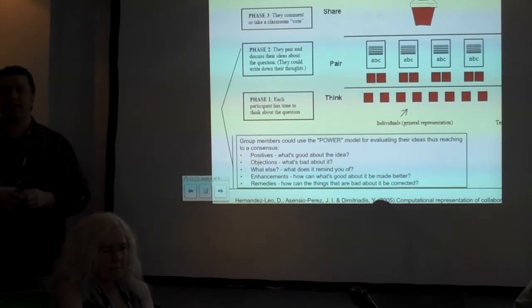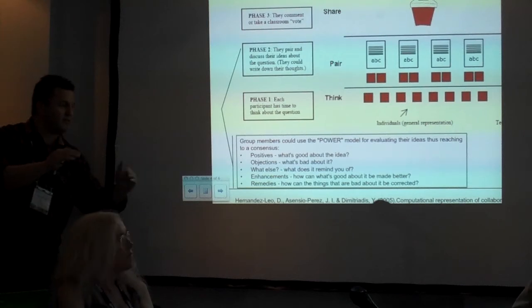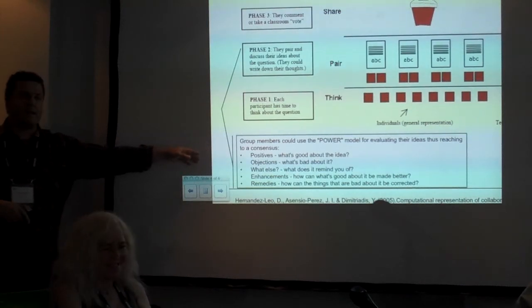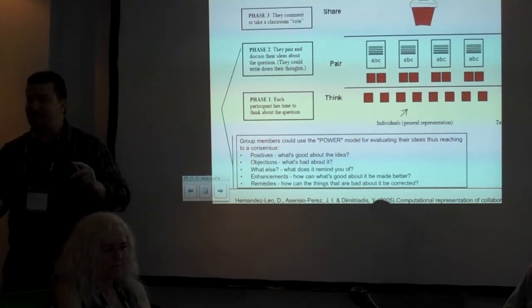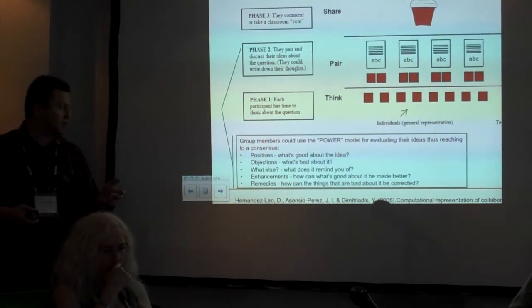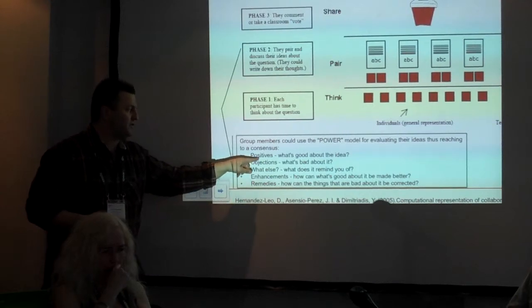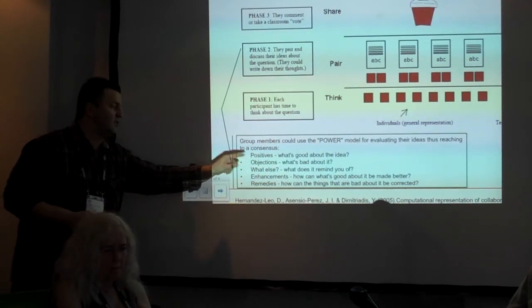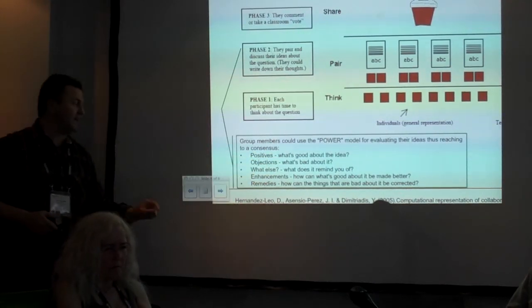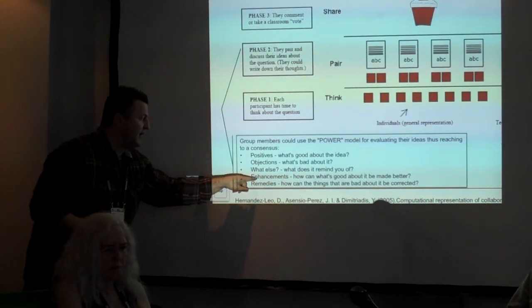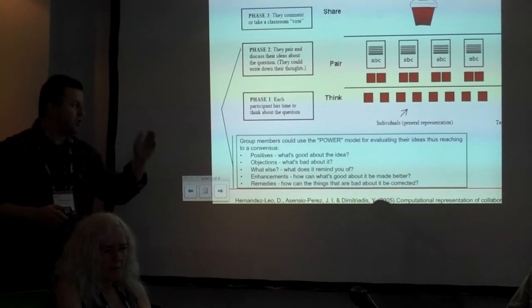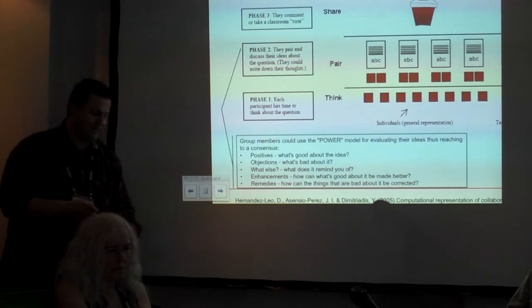Sometimes we give ideas. There's something wrong with the dimensions. Yeah. Okay, it's okay. Sometimes the teacher gives them some ideas like the PMO model for evaluating the outcomes. The PMO model is: positives, what's good about the idea; objections, what's bad about the idea; what else, what does it remind you of; enhancements, what's good about it, how to make it better; and remedies.